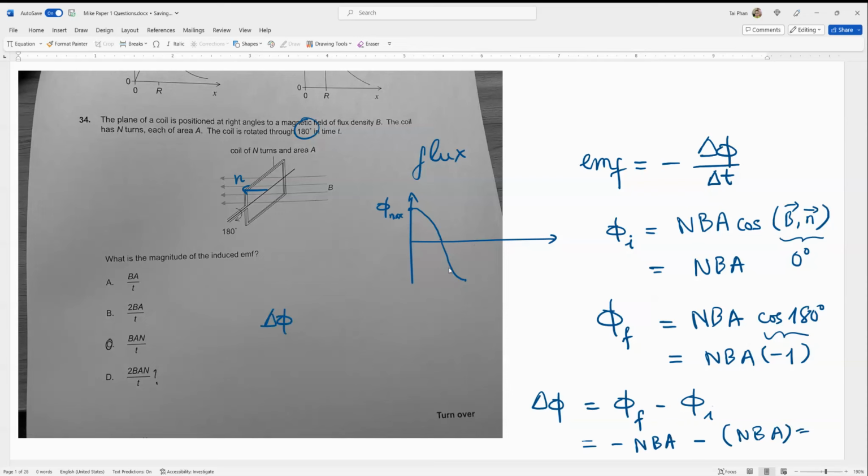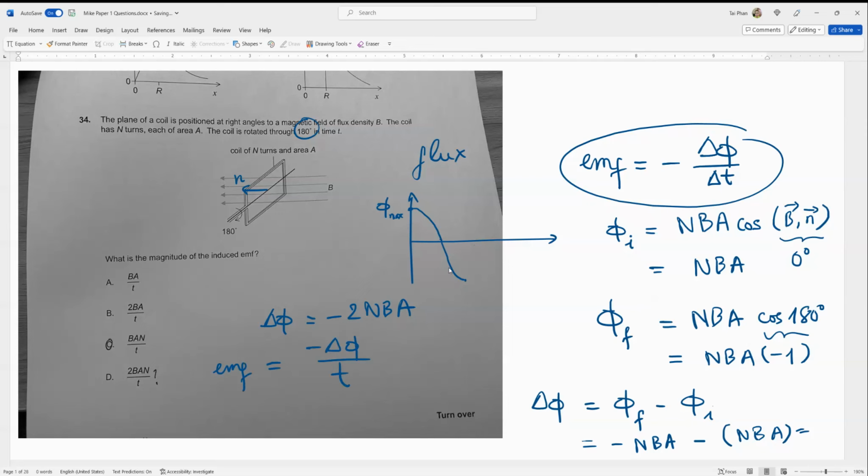Okay, the change in flux is -2 NBA, and according to the equation of the EMF here, EMF is the negative of the change in flux over the time of that change. The time is t, not delta t. The change in flux is -2 NBA, and another minus sign in front of it makes it positive, and that is the reason why the answer is D.